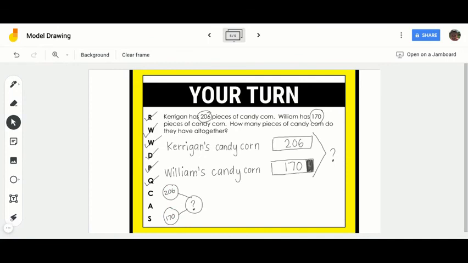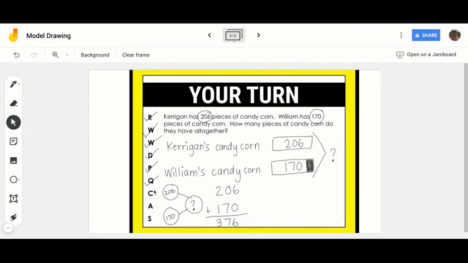All right, let's use this to make our computation. I'm missing a whole, so I know I'm going to add. So let's set up our number sentence. It would be 206 plus 170. Notice how everything is nice and lined up. Hopefully yours is also. All right, solve this problem and then come back and see if you got the same answer. All right, did you get 376? Good job if you did.